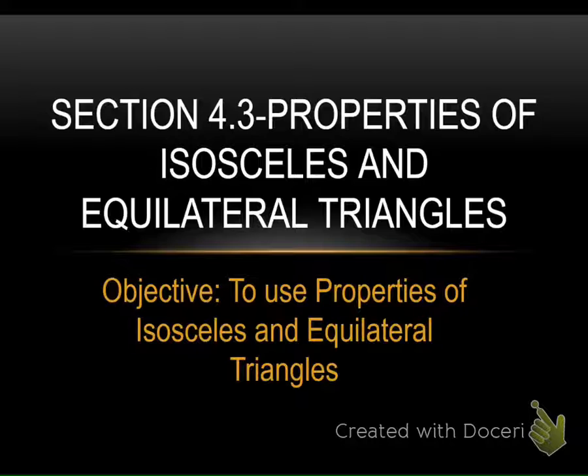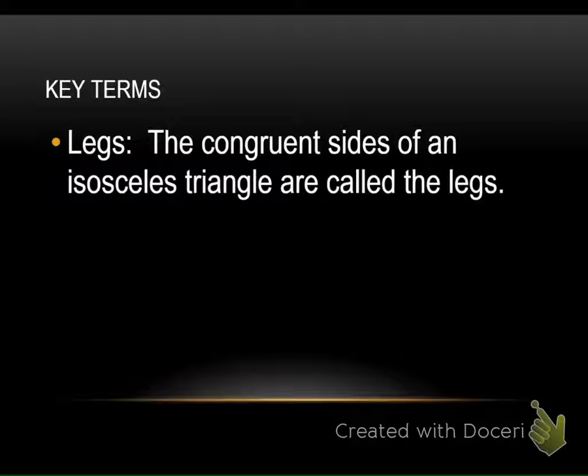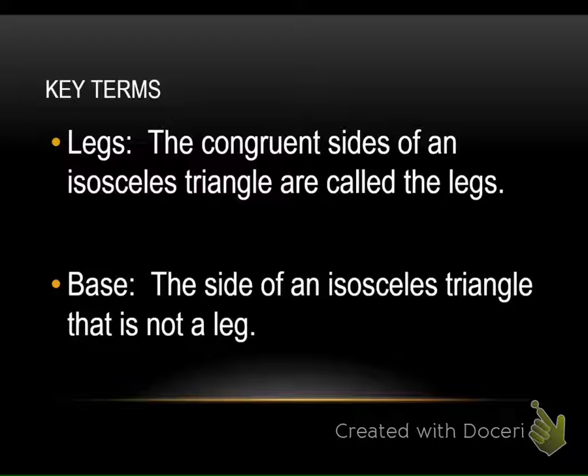Okay, so our first part here is we have some key terms. The first one is legs. The congruent sides of an isosceles triangle are legs. How many sides are congruent in an isosceles triangle? 2. So the 2 that are congruent are the legs, and the one that is not congruent is the base.